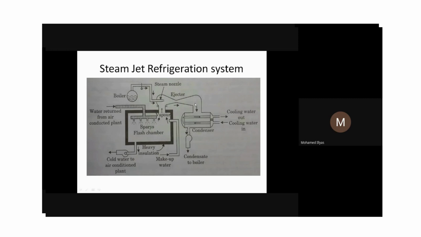So I can start anywhere. Low pressure vapor will be used here, because we can achieve the cooling effect. That cold water will be used anywhere, in the air conditioned plant. Being a completely closed cyclic system, normally we will not be able to see steam refrigeration in any refrigerator or any household refrigeration system.